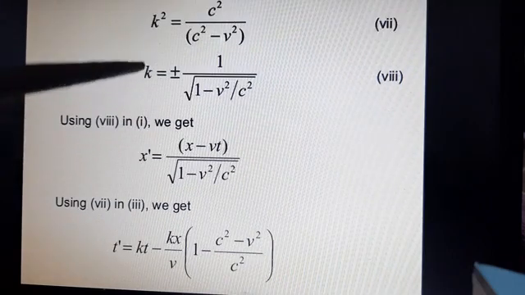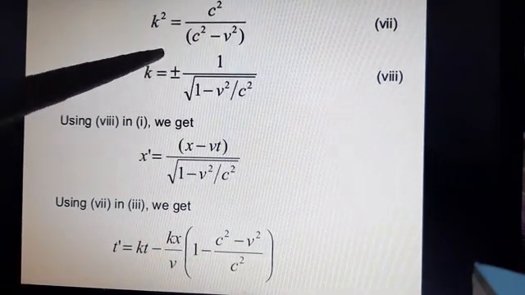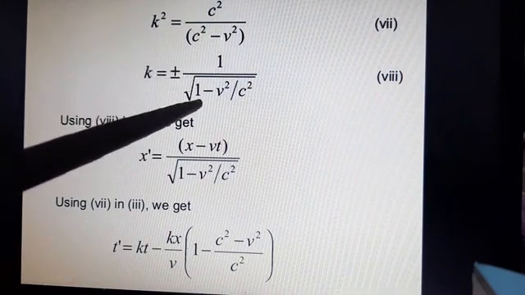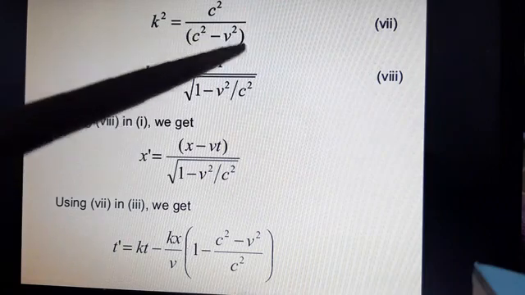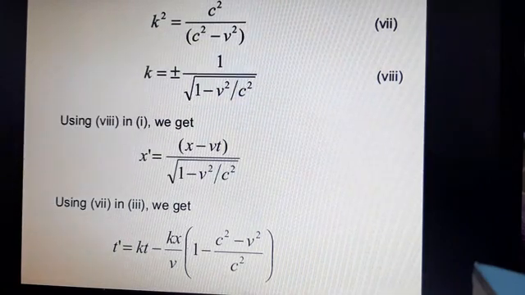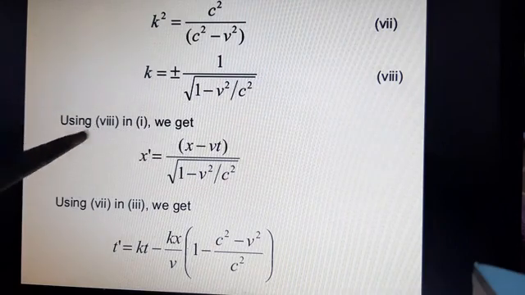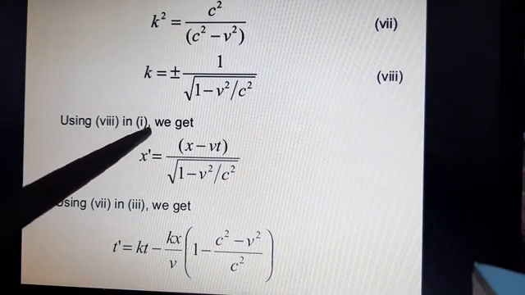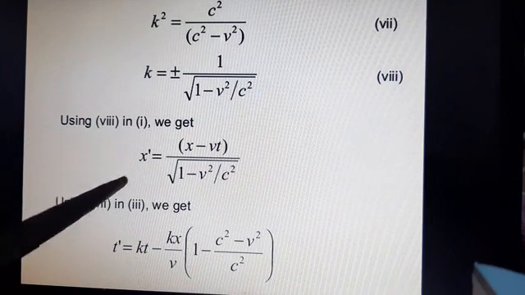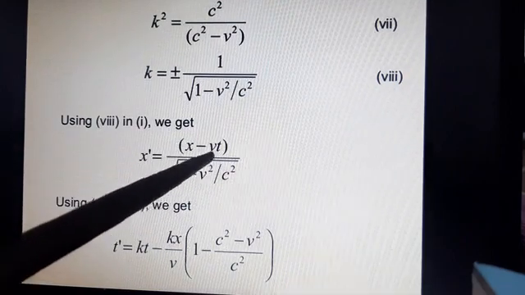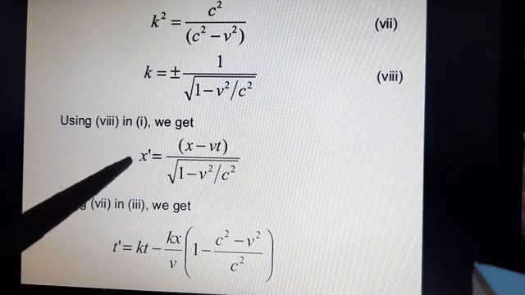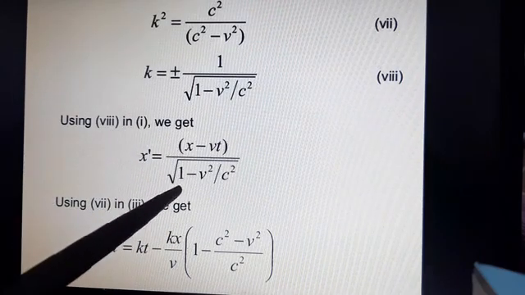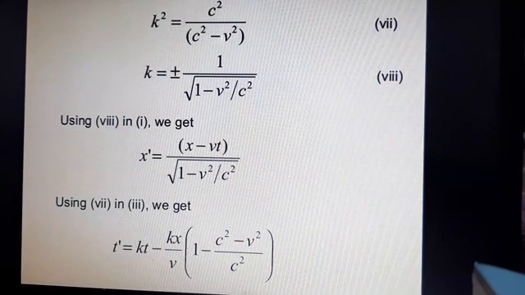So on solving, you will get k is equal to plus minus 1 over square root of 1 minus v square upon c square. This is called relativity factor or Lorentz factor. Using equation number 8, in equation number 1 in the previous slide, we get x dash is equal to x minus vt over square root of 1 minus v square upon c square. So this is the first Lorentz equation in x-axis or x component.